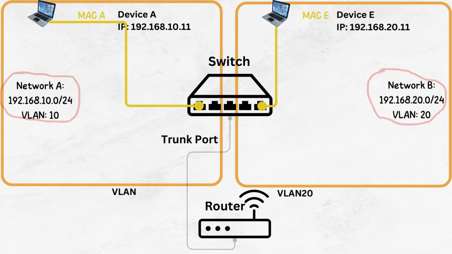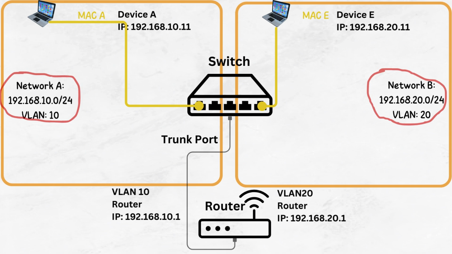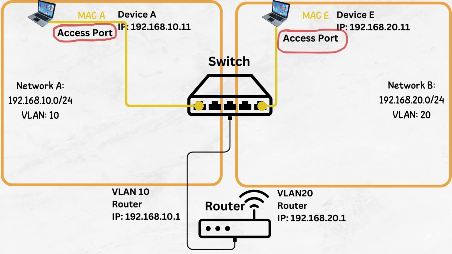A router on a stick setup connects multiple VLANs to a router using a single interface with sub-interfaces, enabling the router to route traffic between VLANs such as VLAN 10 and 20 through a trunk link on the switch. Access ports connect end devices like computers and printers to the network. Each access port is configured for a specific VLAN, ensuring that the connected device is part of that VLAN.